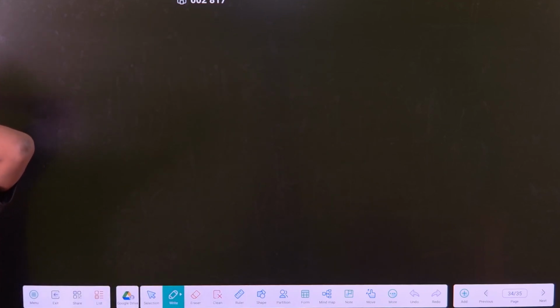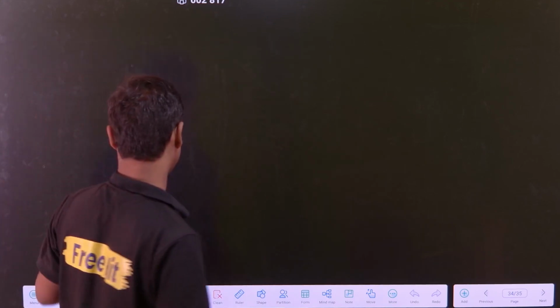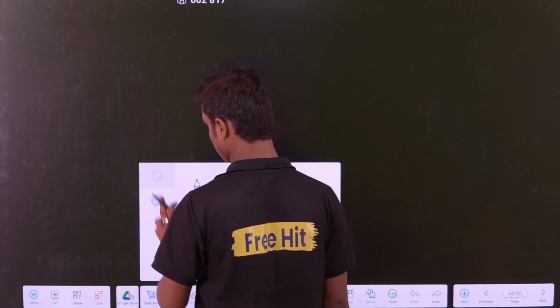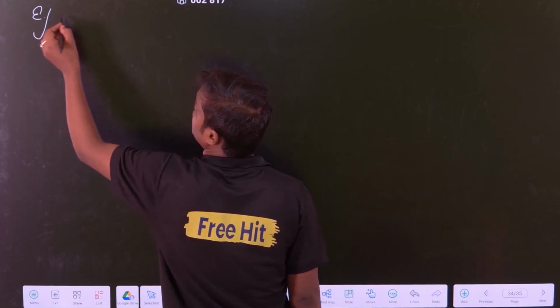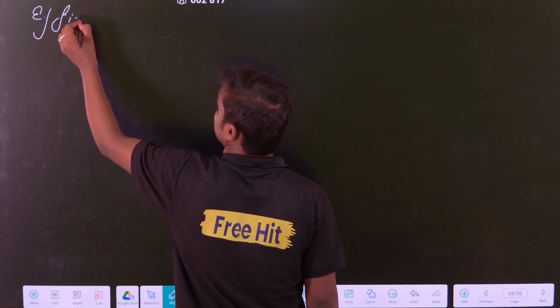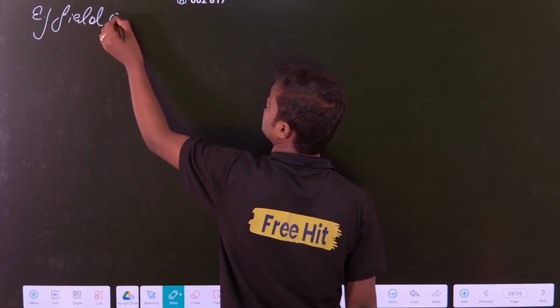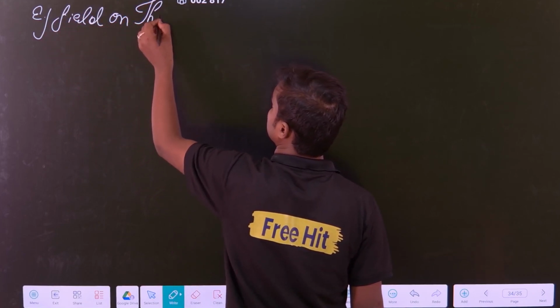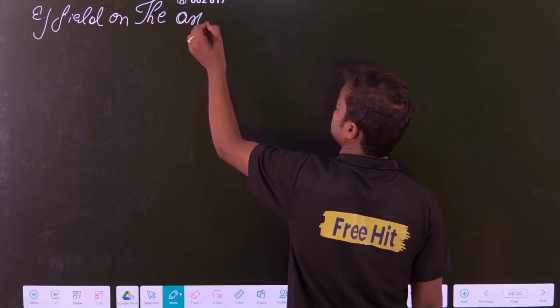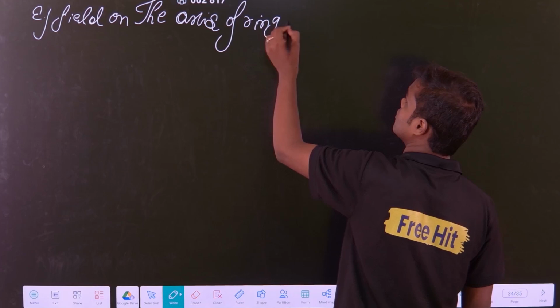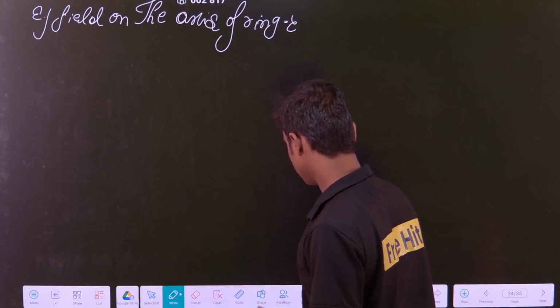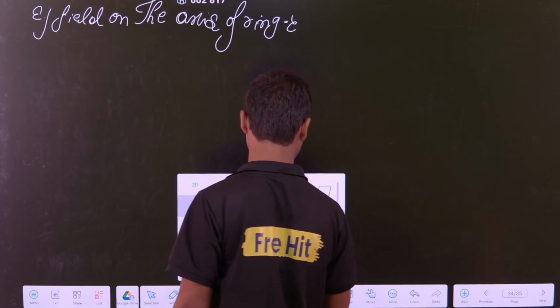Next case we can see the electric field on the axis of the ring.